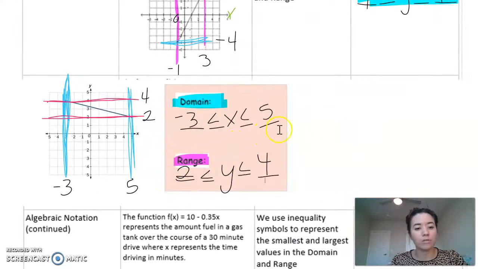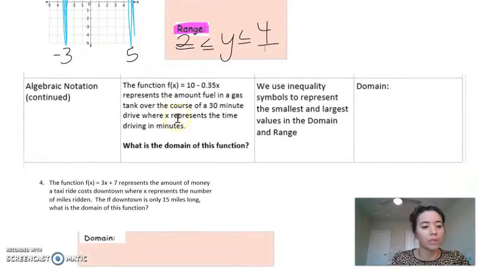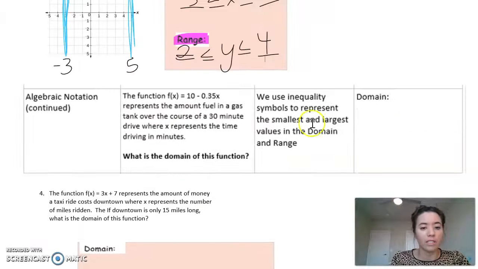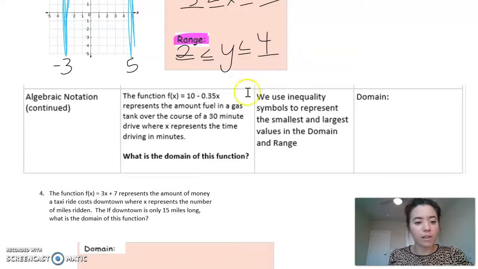Check your answers, see how you did, fix it if you made mistakes, let me know if you have questions. Let's see, we have one last type here, and then you're going to move on to independent practice. We have algebraic notation continued. Now we have a story problem. It says the function f of x equals 10 minus 0.35x represents the amount of fuel in a gas tank over the course of a 30-minute drive, where x represents the time in minutes. What is the domain of this function?